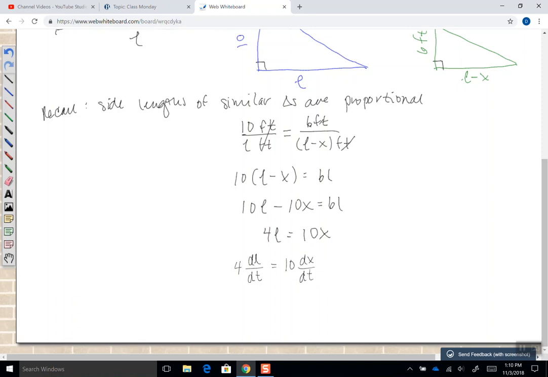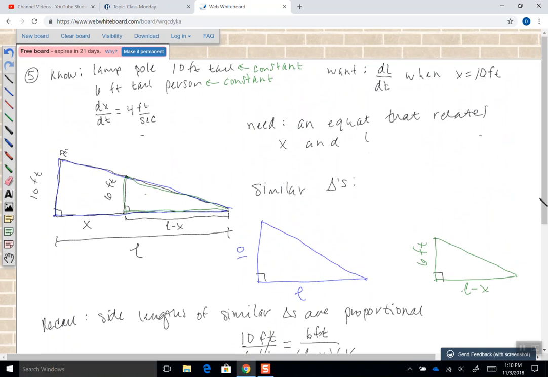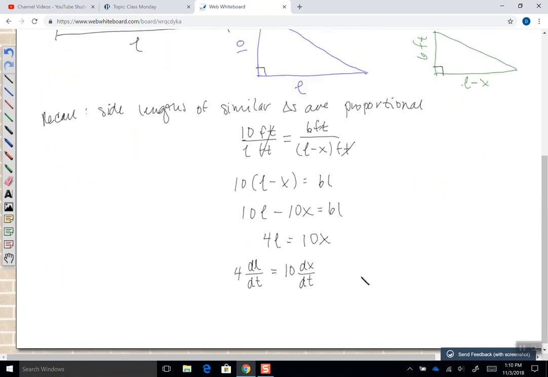Now that I have my rates, I can go ahead and take the derivative of each side. Well, I already took the derivative. Sorry, I can just solve for what did I want? dl dt? Yeah, we wanted dl dt, so I need to plug in my dx dt and solve for dl dt. Just come over here to do that. All right, so I'll divide by 4 as well.